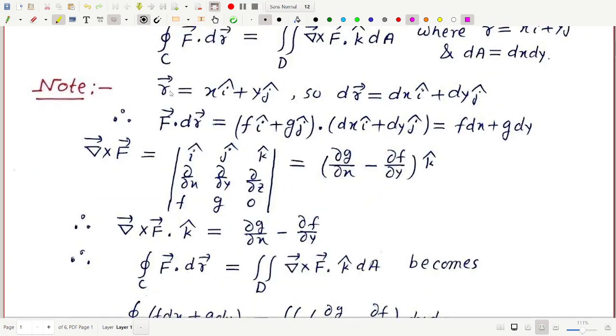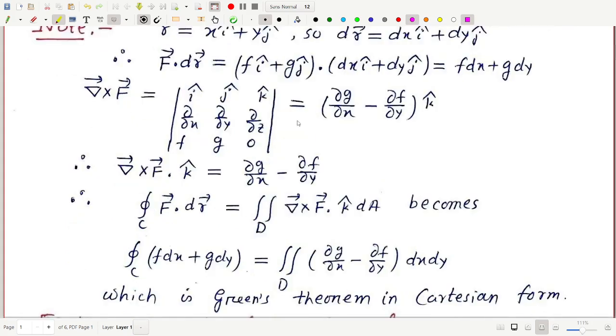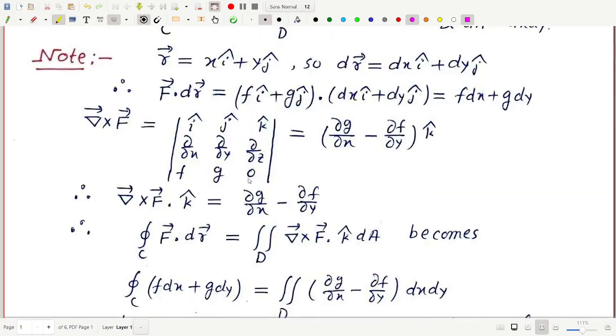Let us deduce it here. R vector is x i cap plus y j cap, the position vector of any point in the region D. So dr vector is dx i cap plus dy j cap. F vector dot dr vector is small f i cap plus g j cap dot dx i cap plus dy j cap. If we take the dot product, we get f dx plus g dy. And curl f, del cross f, in determinant form is written like that: i cap, j cap, k cap, del by del x, del by del y, del by del z, the partial derivative operator, then f, g, 0, where the third component is 0 for the function f vector.